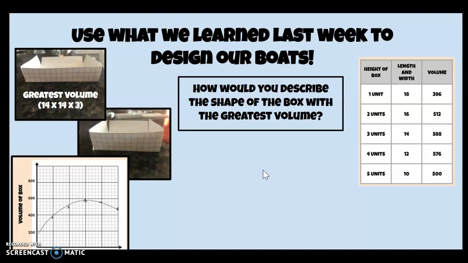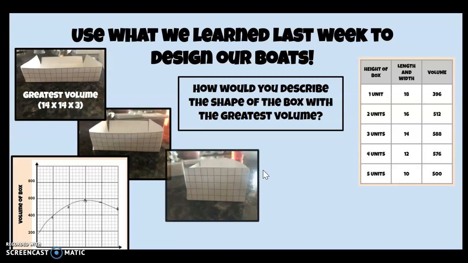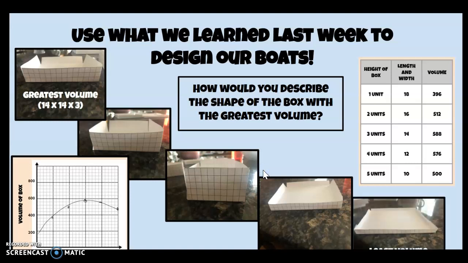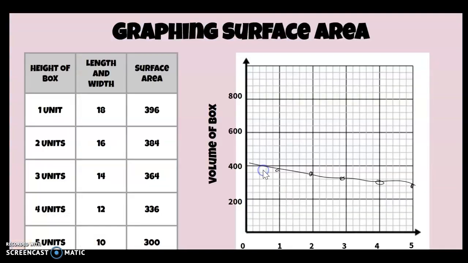This was the next greatest. This was 4 units high. This was the next greatest. That was 5 units high. And then the two smallest volumes were the really shallow, flat boxes. Just keep that in mind as you start your boat design.